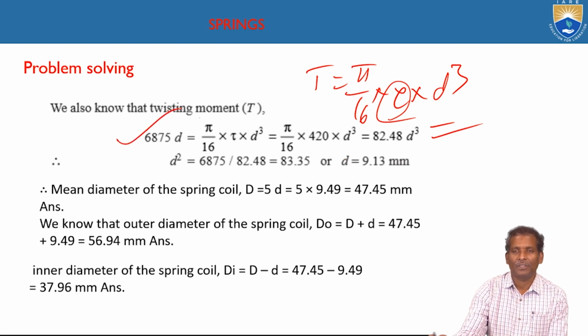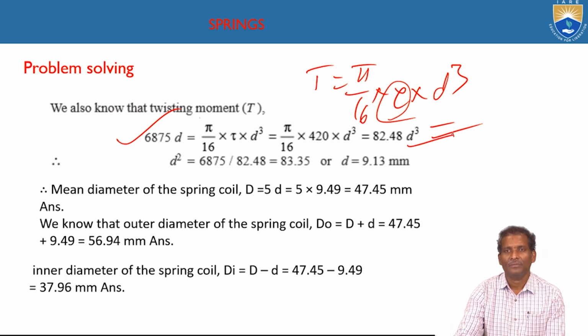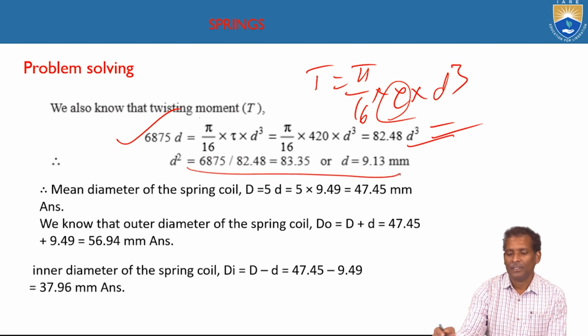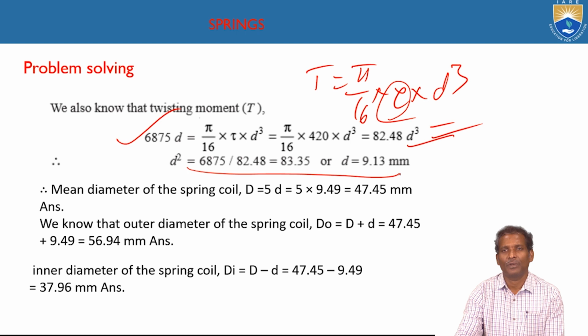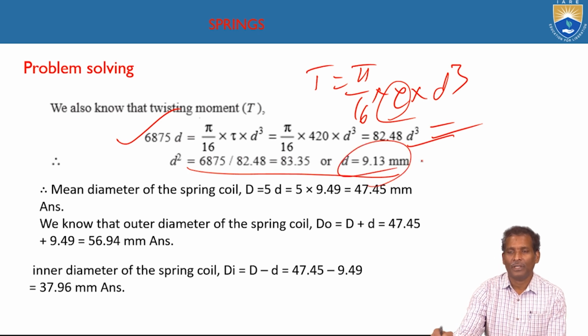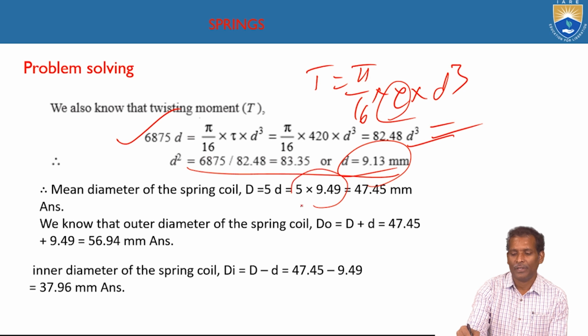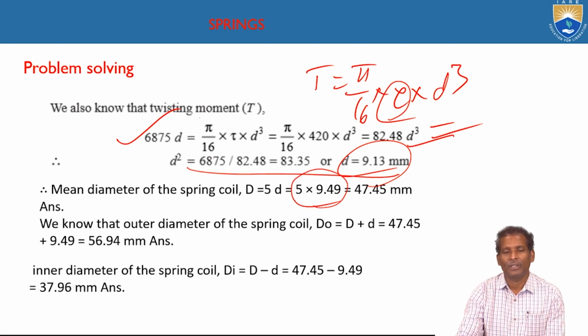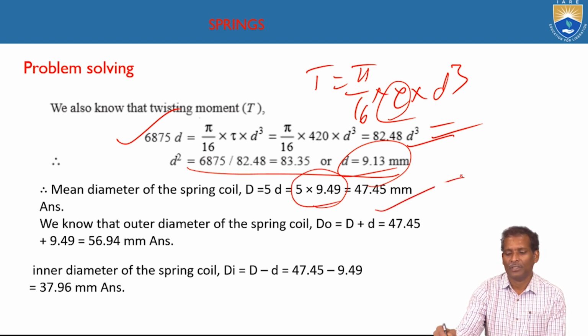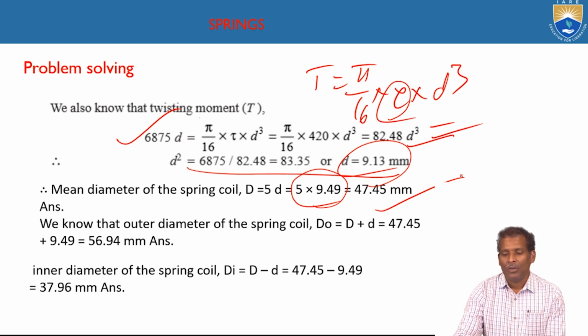So here, twisting moment in terms of d, and here shear stress given, and finally 82.48 d cube. So equate. So you will get d is equal to 9.13. Here also you have to take the standard spring wire diameter from a design data book. So that is 9.49. So multiply with 5, you will get 47.45 for 500.